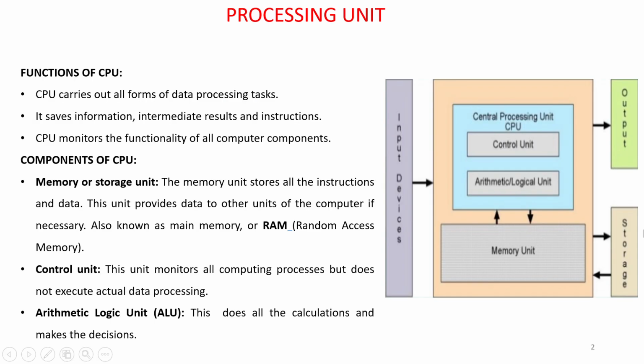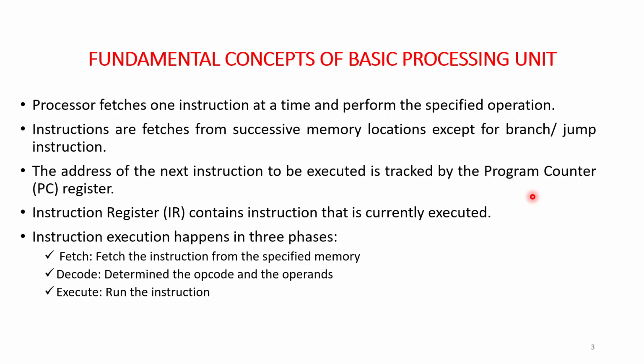In computers we have 5 basic units: input unit, output unit, memory unit, control unit, and arithmetic and logical unit. There are 5 basic units in computers. The CPU includes the control unit and the arithmetic and logical unit. The processor fetches one instruction at a time and performs the specified operation.